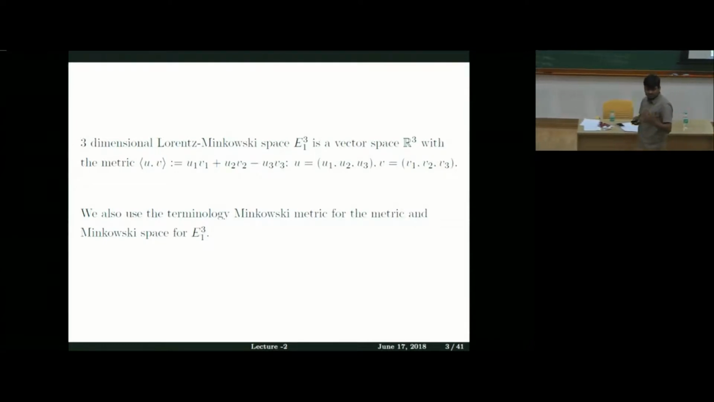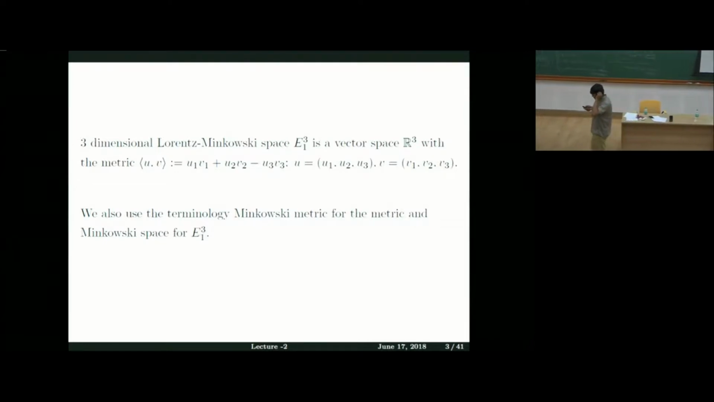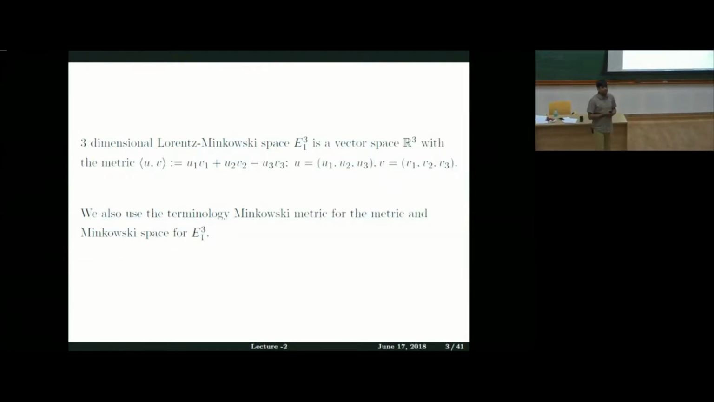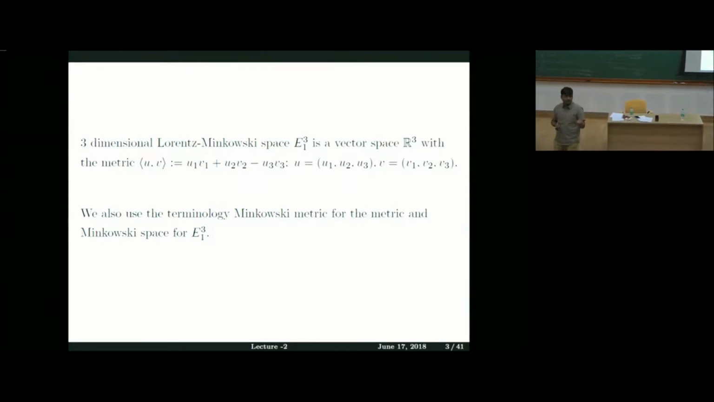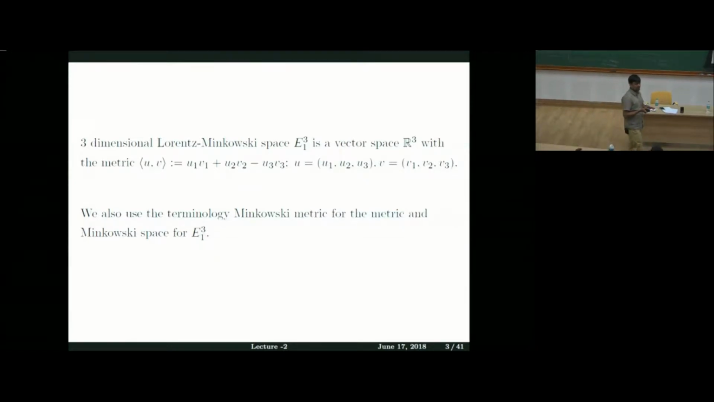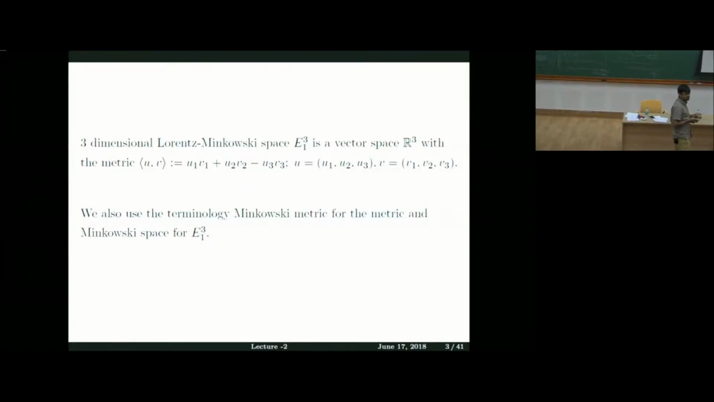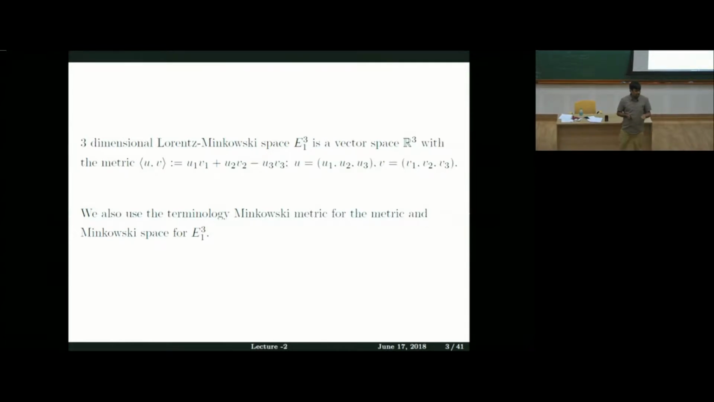When the metric is degenerate, the easy way is to just fix some basis of E13. E13 is just the vector space R3. You first fix a basis of E13 and write down the matrix. The matrix will be symmetric, so the eigenvalues are real. Just see how many plus and how many minus eigenvalues there are. The number of negative eigenvalues is basically the index.